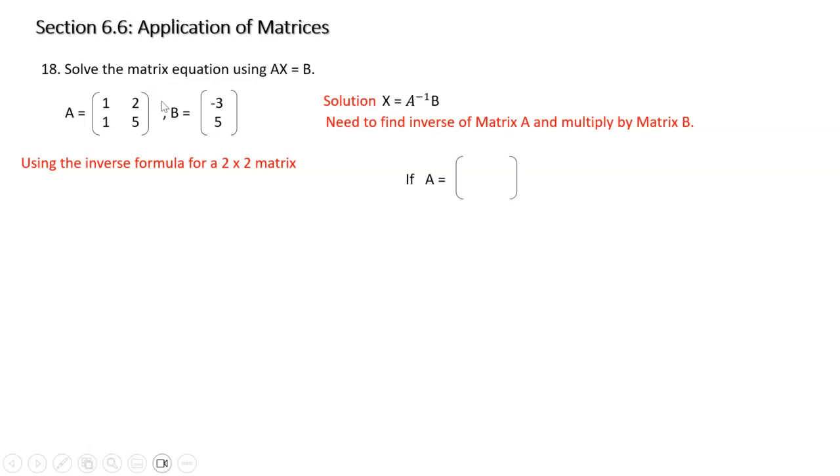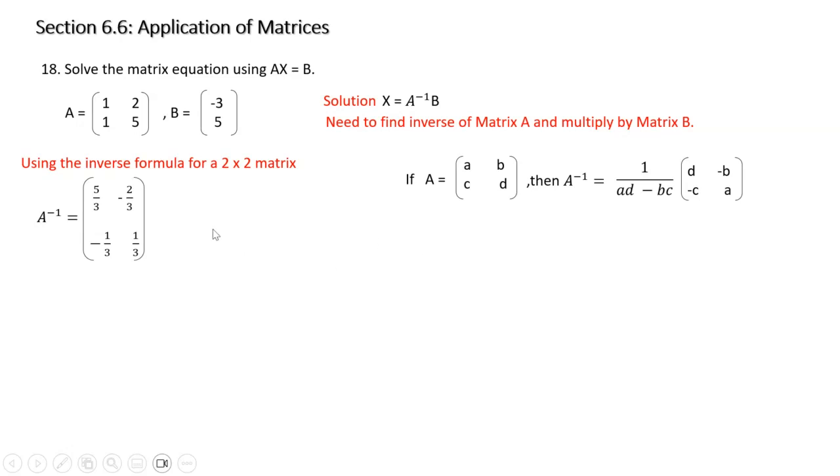For example, A is going to be A, B, C, and D. Then the inverse, we did the formula earlier, is going to be 1 over A times D minus B times C. Then the A and the D, you switch the places, and for the B and the C, you switch the signs. For example, the inverse of matrix A is going to give us 5 thirds, negative 2 thirds, negative 1 third, and 1 third.